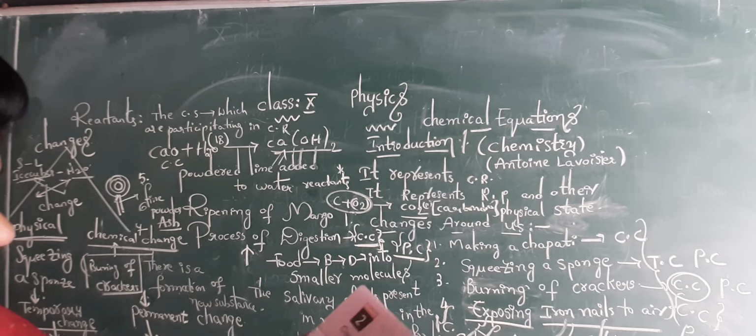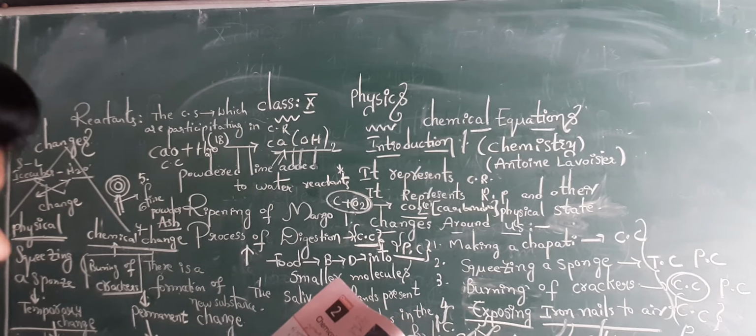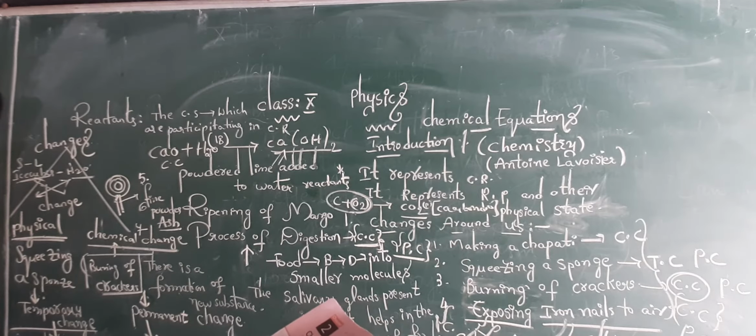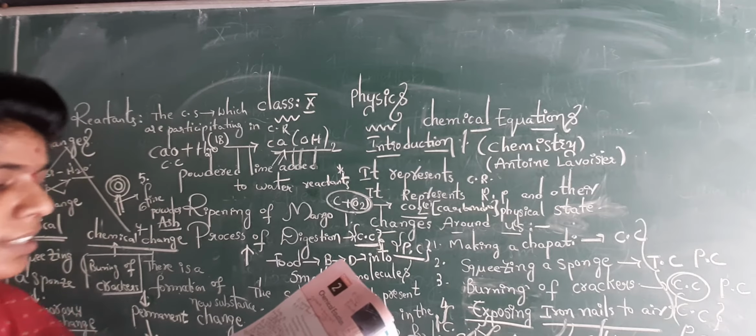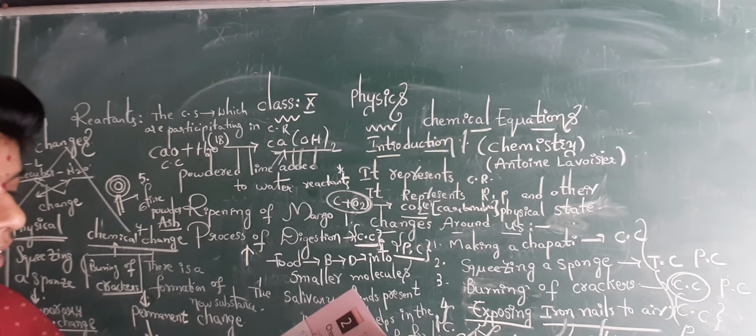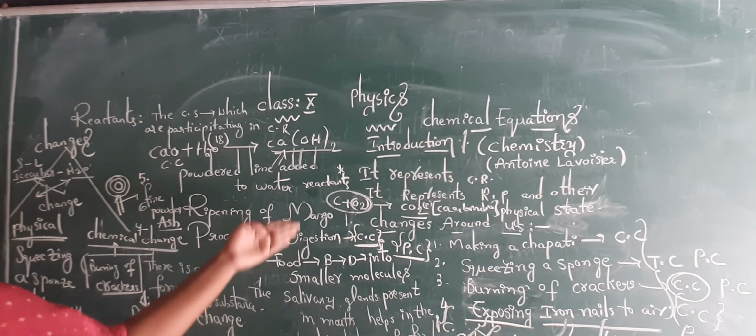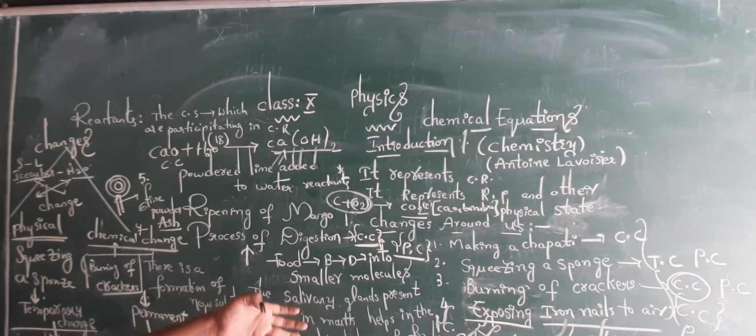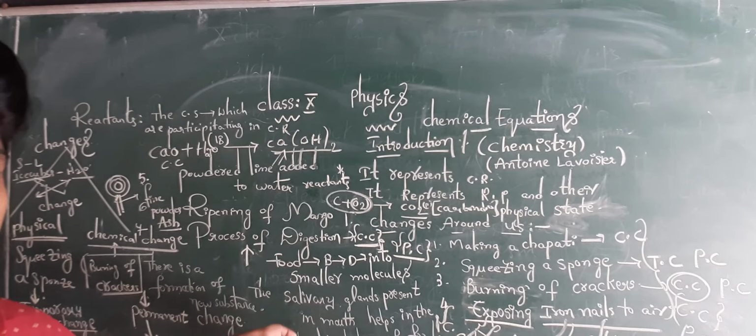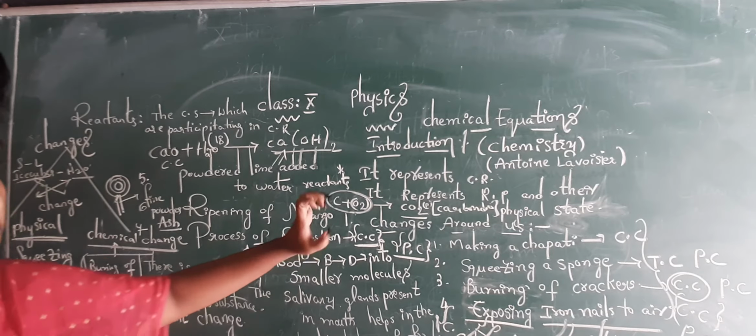So look at here. What changes do you notice? Are they physical changes or chemical changes? Are they temporary changes or permanent changes? In all the above processes, the nature of original substances may or may not be obtained depending upon the selected one.